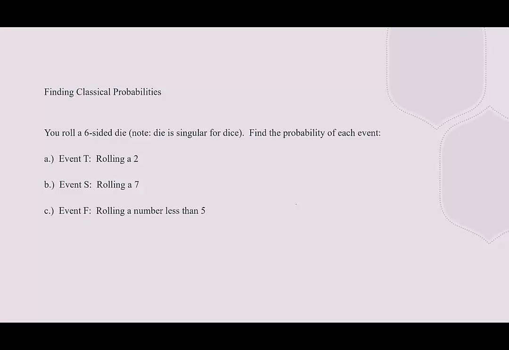Find the probability of each event. First, rolling a 2 on a 6-sided die. So there's one way to roll a 2, and that's if the 2 dots are showing up. We might say the probability of a 2, there's one favorable outcome out of 6 possible outcomes. I like the fraction. We can also convert to a percent, and it's about 16.7%.